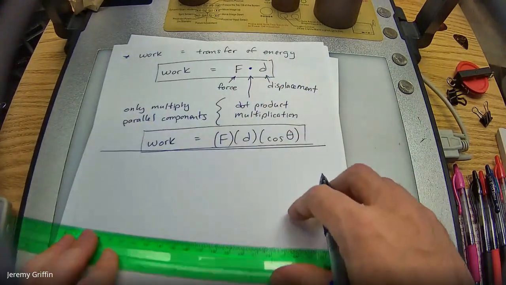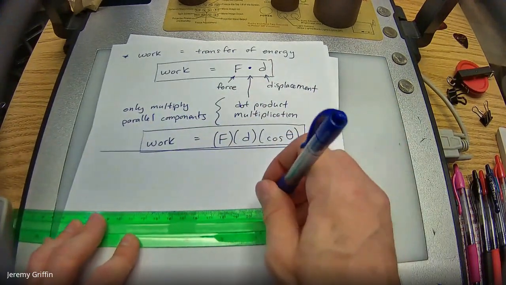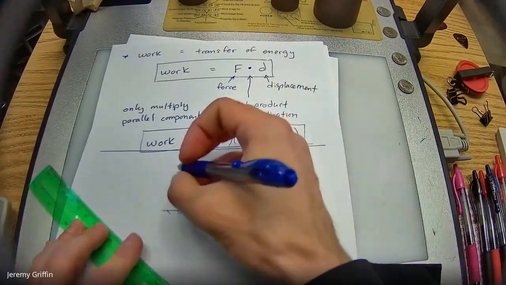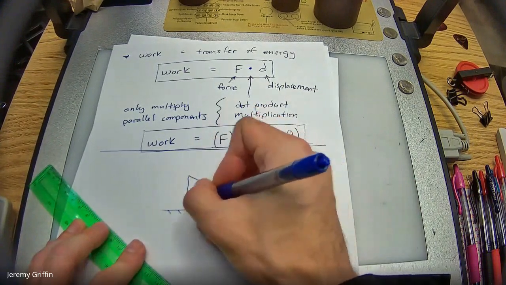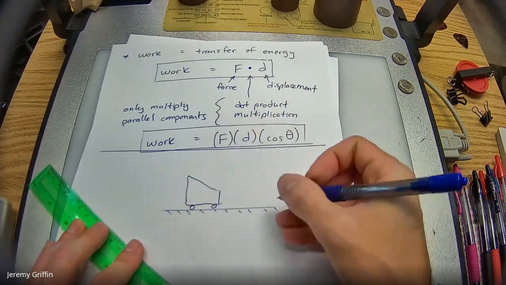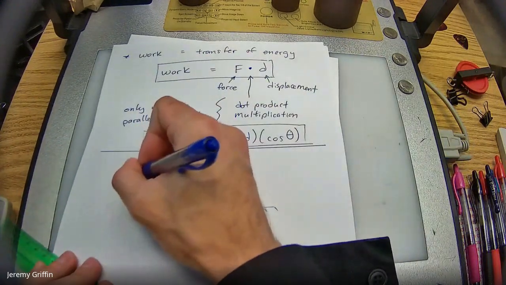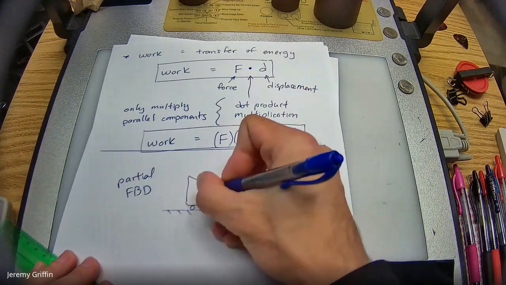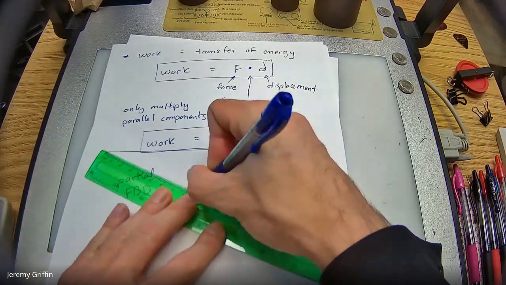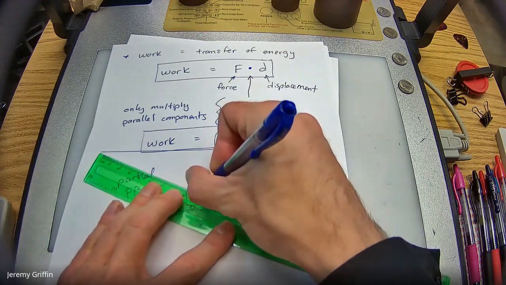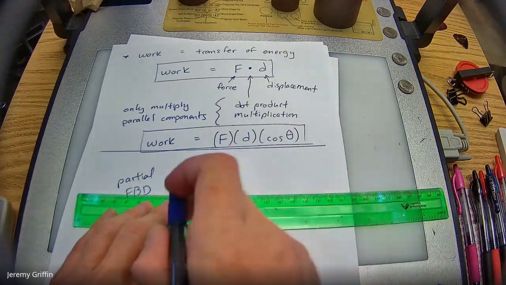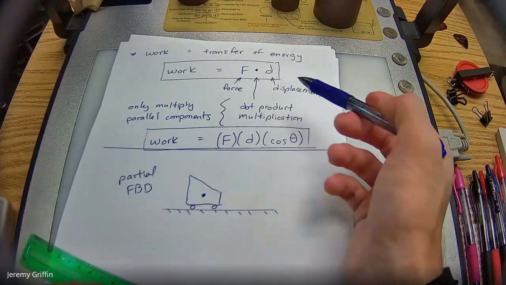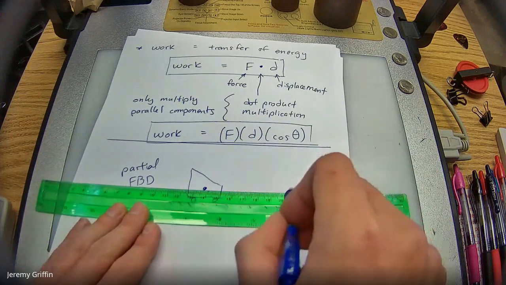Okay. So let's look at a shopping cart being pushed across the floor. Okay. So got the shopping cart, got its wheels. Okay. I'm going to make a partial free body diagram. Okay, so let's say that we're pushing this cart. Well, if you're pushing straight horizontal in the direction of motion, then the amount of energy you transfer into the cart, like the work you do on it, is just very simply the pushing force times however far it rolls.